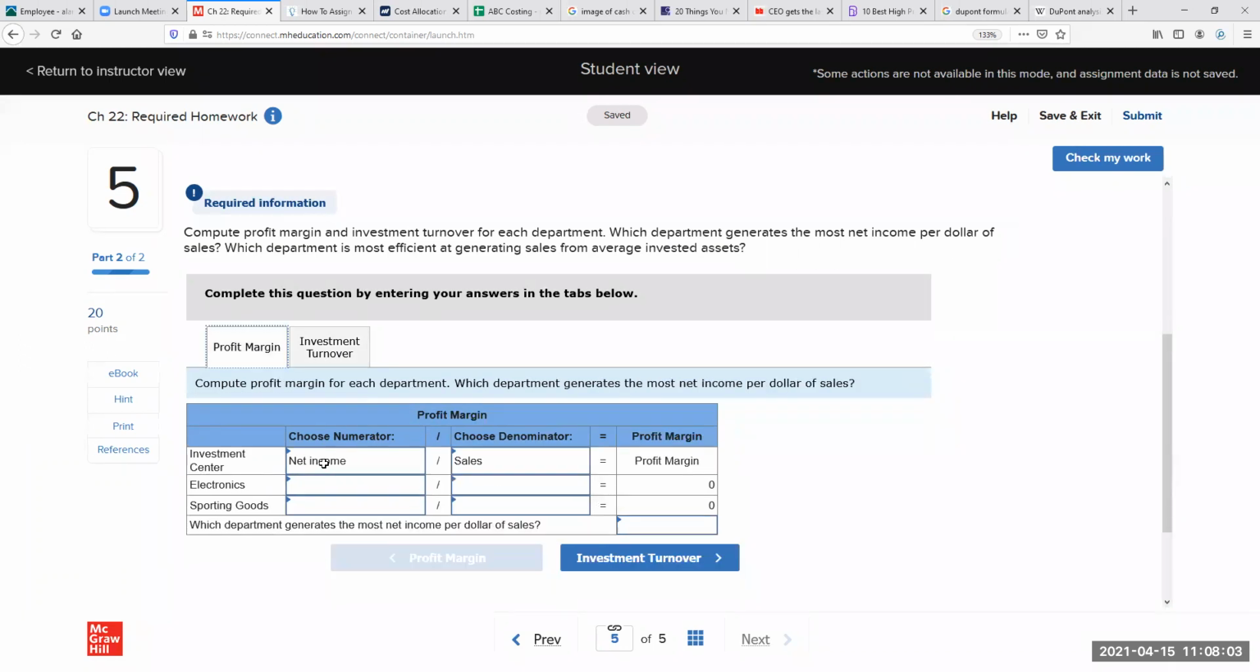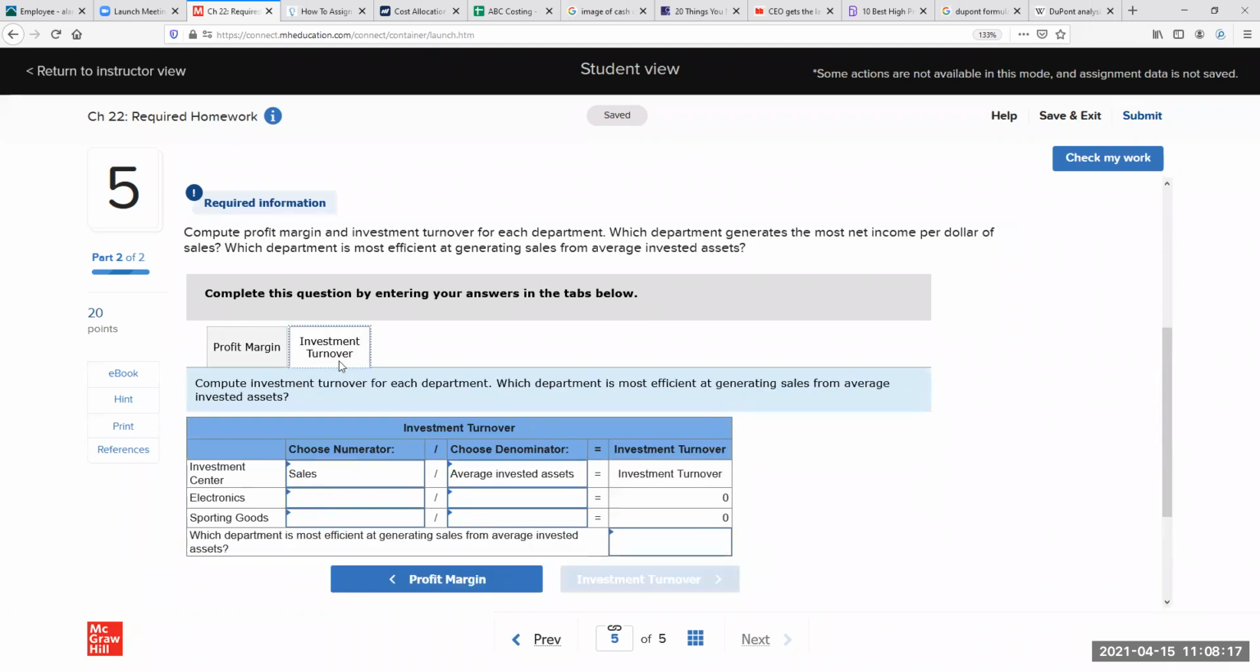This is how much income do you make on the sale? You sell a cup of coffee for $5 at Starbucks. How much income did you make? $4, $4.50. So that's the income on a sale of $5. That's your profit margin. And over here, the investment turnover is how much sales did you have for the assets? Sales divided by the assets. Well, this tells you the turnover.